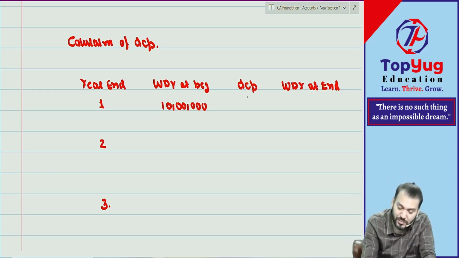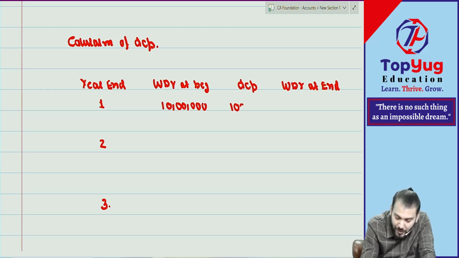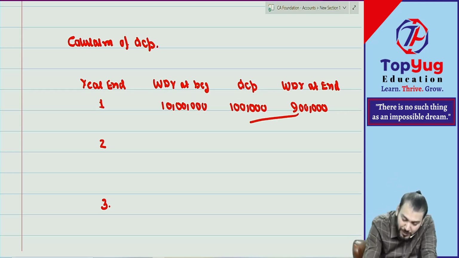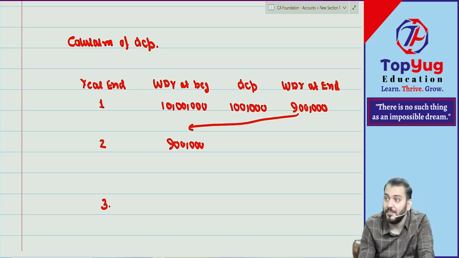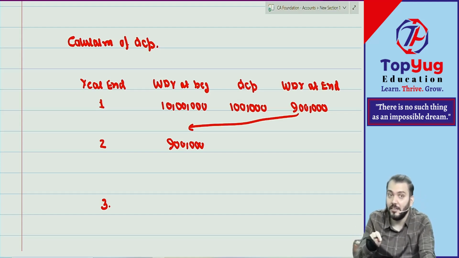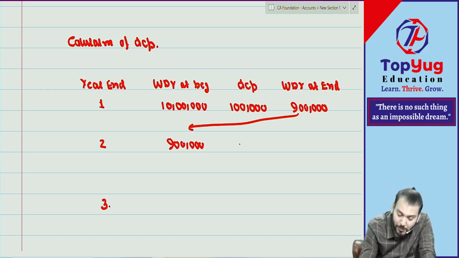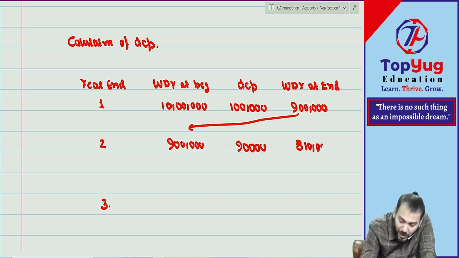Then depreciation is 10%. So 10% of 10 lakh is 1 lakh. So WDB at end will be 9 lakh. This will become WDB at the beginning of the next year, 9 lakh. So in the second year you will charge depreciation of 10% on 9 lakh, not 10 lakh. The formula becomes WDB at beginning multiplied by rate of depreciation. So it will be 90,000 and WDB at end becomes 8 lakh 10,000.